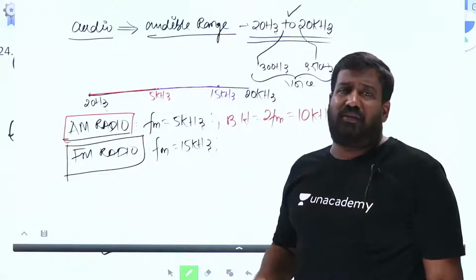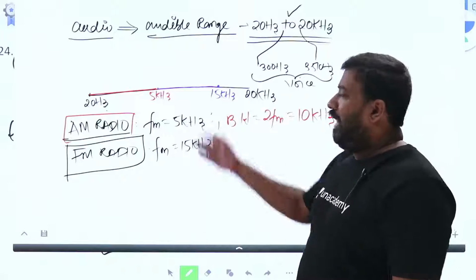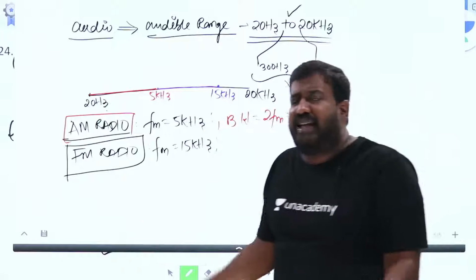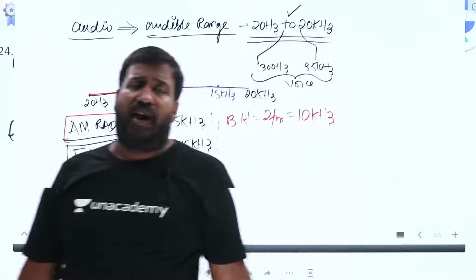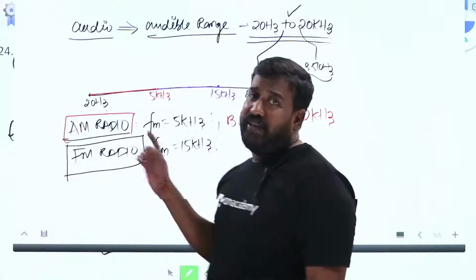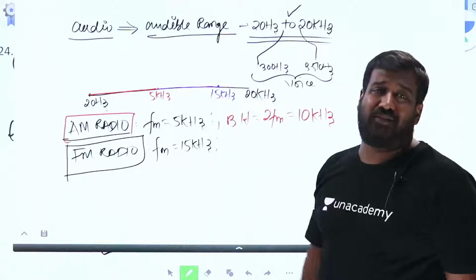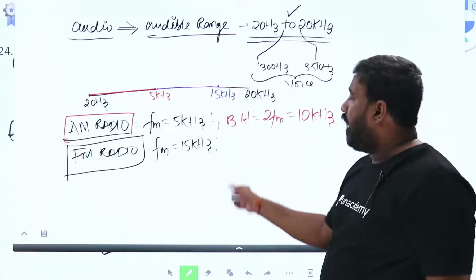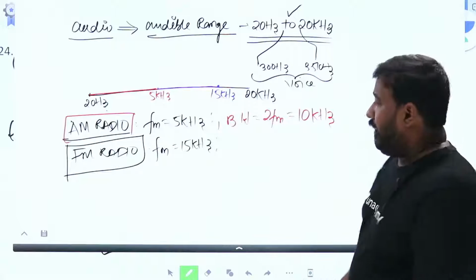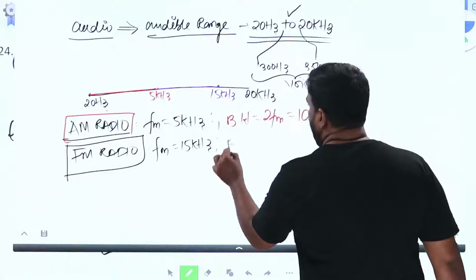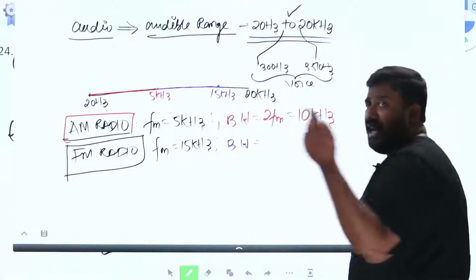The same song, your favorite number, you play on AM radio and FM radio. You feel very at ease, very comfortable listening to the same song on FM radio, because it is accommodating more, up to 15 kilohertz. And what is the bandwidth? We use wideband FM. Of course, narrowband FM and AM are the same.